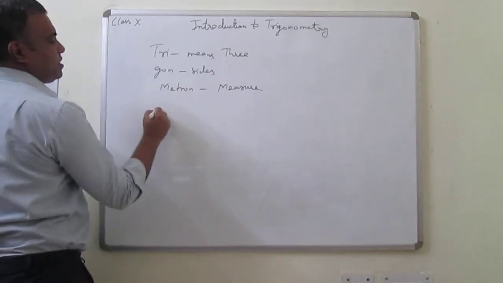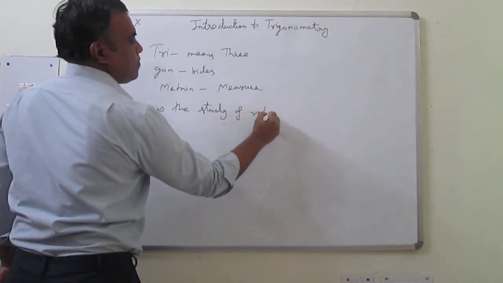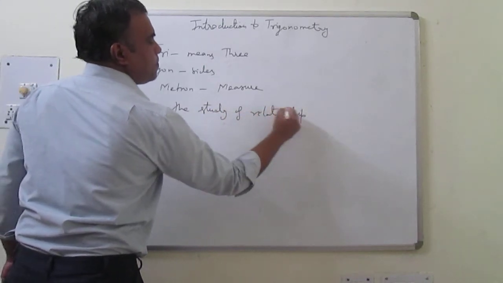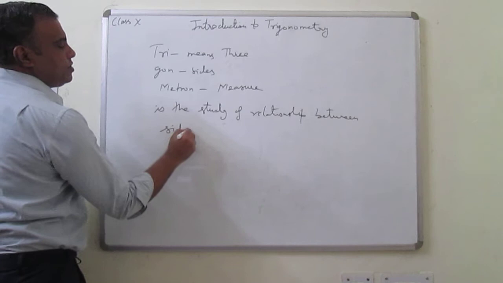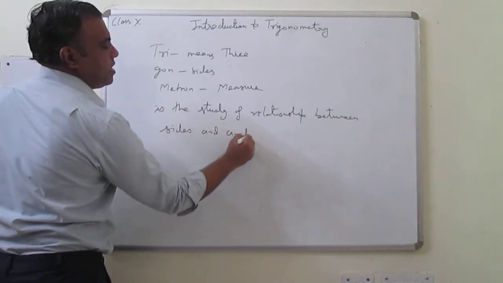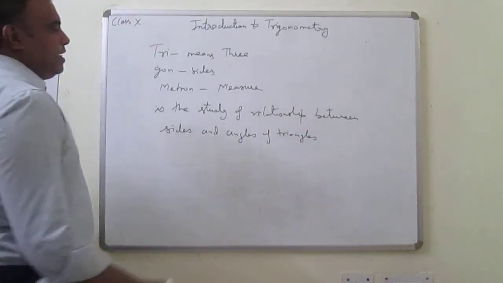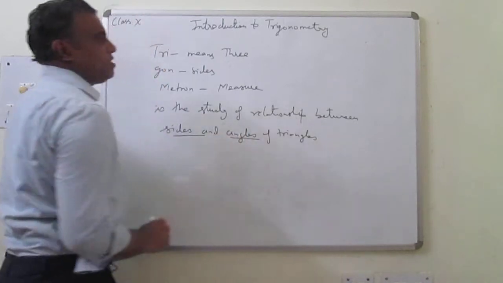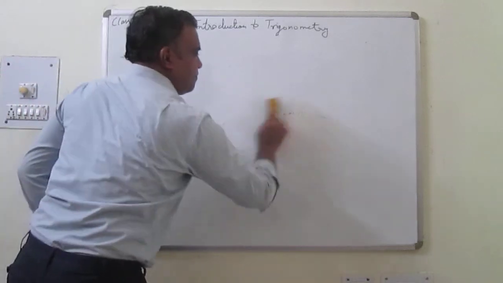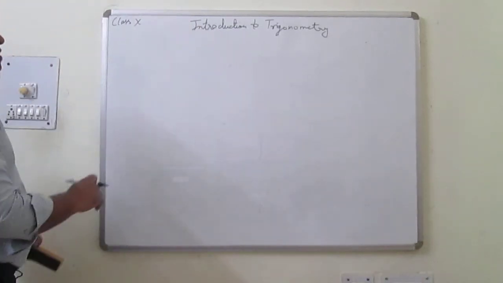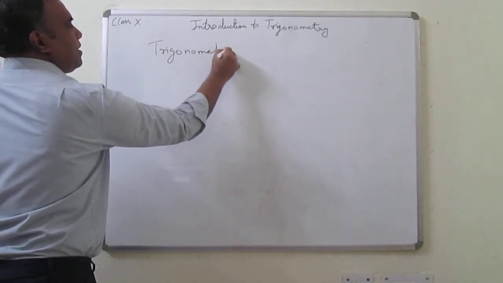So trigonometry is the study of relationship between sides and angles of triangles. So today we will find the trigonometric ratios between sides and angles. Trigonometric ratios.